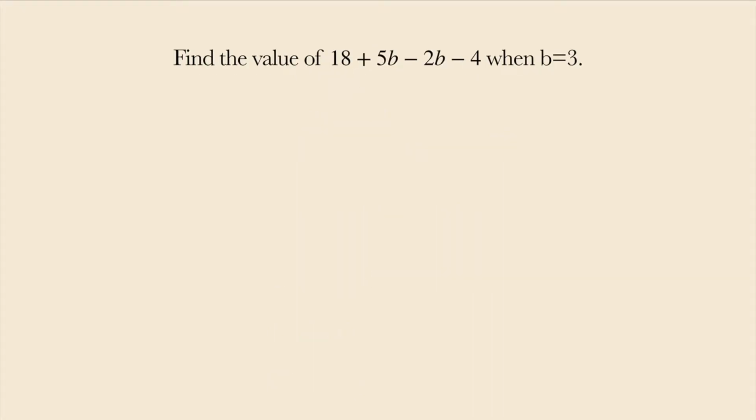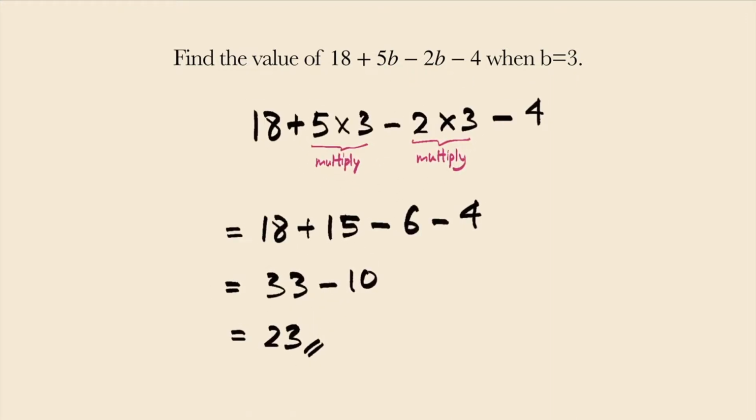Alright, next, 18 plus 5b minus 2b minus 4. Sub b equals 3, which means we'll do the multiplication. Okay, getting these two answers, and then I took 18 plus 15. Now minus 6 minus 4 is basically minus 10. So eat 6 cookies, eat 4 cookies, you're eating a total of 10. So you can also just simply go from left to right, which is slightly slower, but still okay.